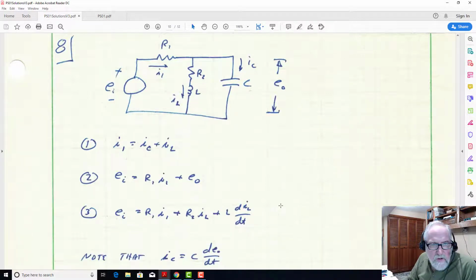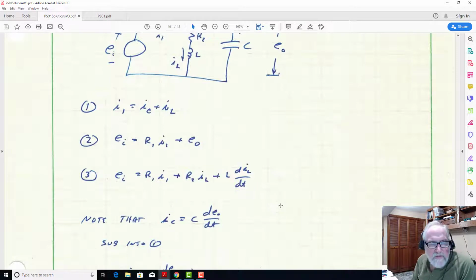So it's good to take a minute and look at these three equations and figure out what they're telling us, think about where we're headed, and you start getting a sense of where we want to go. The second one has E sub I and E sub O. So there's an input-output for E sub O, but we have to get rid of I sub 1. The third one has I sub L and E sub I, but again, we have to get rid of I sub 1. That takes us back to the current law. Can we get rid of I sub 1? We can, but that introduces yet another new variable, I sub C.